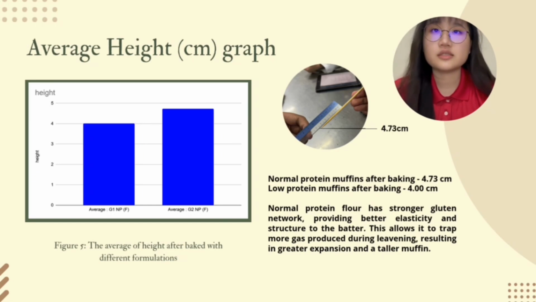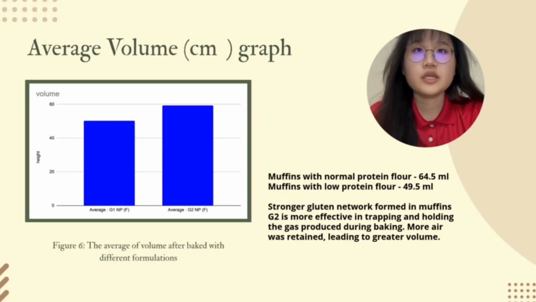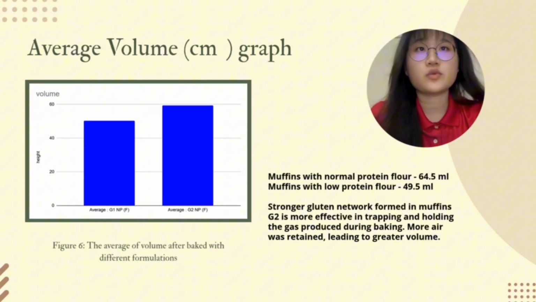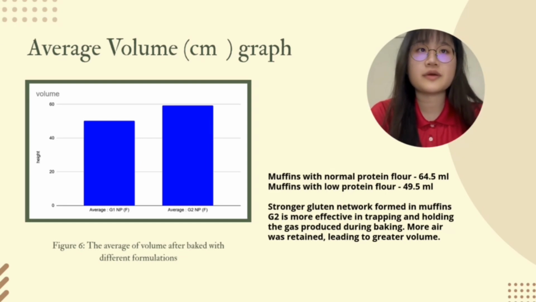In contrast, the low-protein flour produces less gluten, forming a weaker network that is less effective at retaining gas. Therefore, the muffin rises less and has a shorter height after baking. For volume, the normal protein muffin had a greater final volume, which is 64.5 ml, than the low protein muffin, which is 49.5 ml. This is due to the stronger gluten network formed in the normal protein muffins, which was more effective in trapping and holding the gas produced during baking.